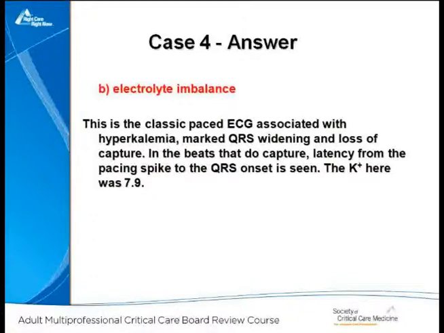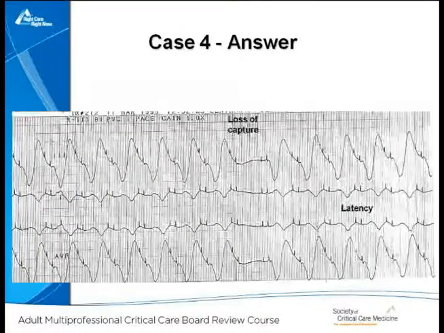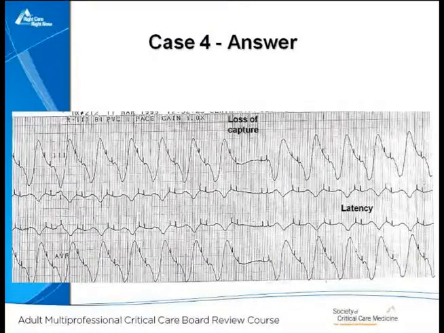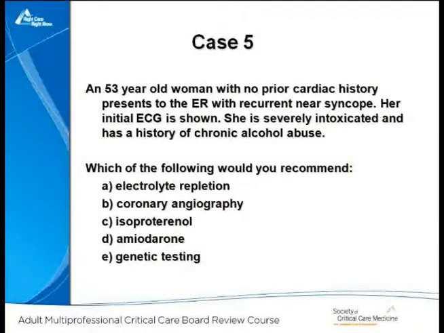This is, in fact, the classic paced ECG associated with hyperkalemia. Marked QRS widening, some delay between the onset of the pacing spike and the QRS, and loss of capture. And here we see that the potassium in this particular patient was 7.9. He had missed 2 dialysis sessions, and so passed out in the hospital lobby when his K got that high. So again, something you should think about. You have to put all the stuff together when you go through it.